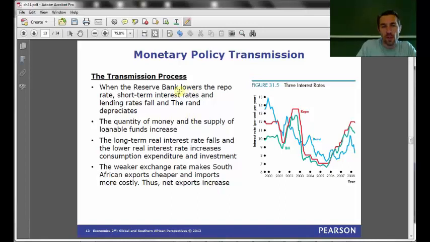So if the Reserve Bank lowers the repo rate, it promotes investment, discourages imports, and encourages exports of goods and services, not financial ones, right? Remember, bonds and things are financial assets. We don't include that as GDP. That's not part of C, I, X or M. Okay?